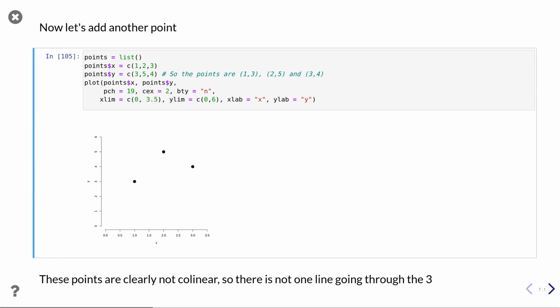So now let's add a third point. I edit my list of points by adding a third point here, (3, 4). This means that additionally to the 2 I had before, I'm adding the point (3, 4). When I plot this, you can see that these points on the figure are not on a straight line, obviously. So it is clear that I am not going to be able to find a line that goes through these 3 points. We say they're not collinear. They're not on the same line.